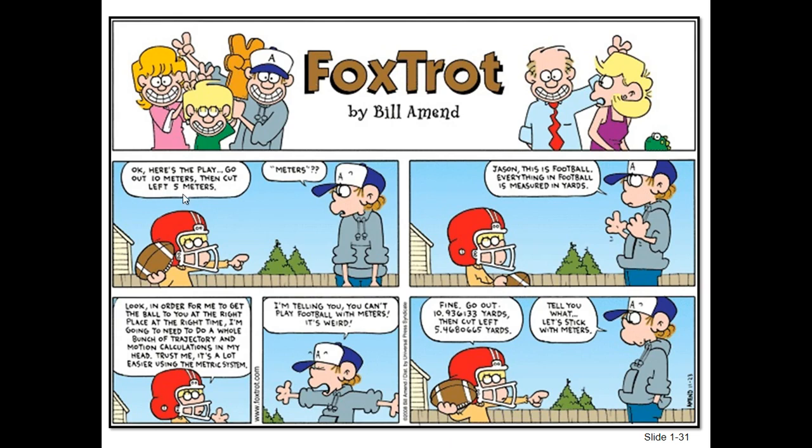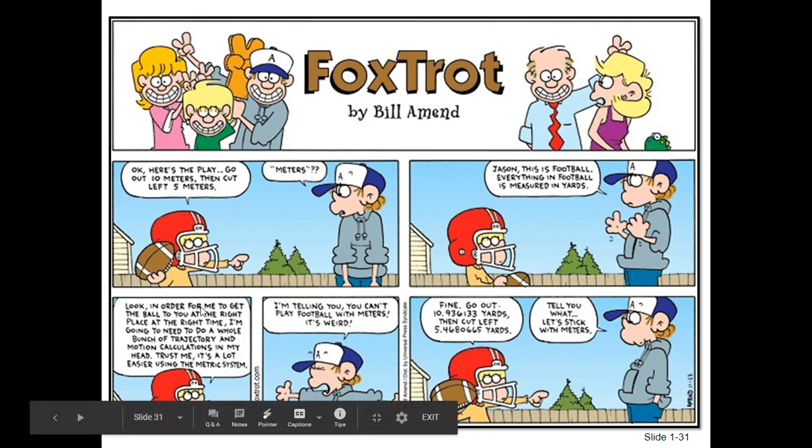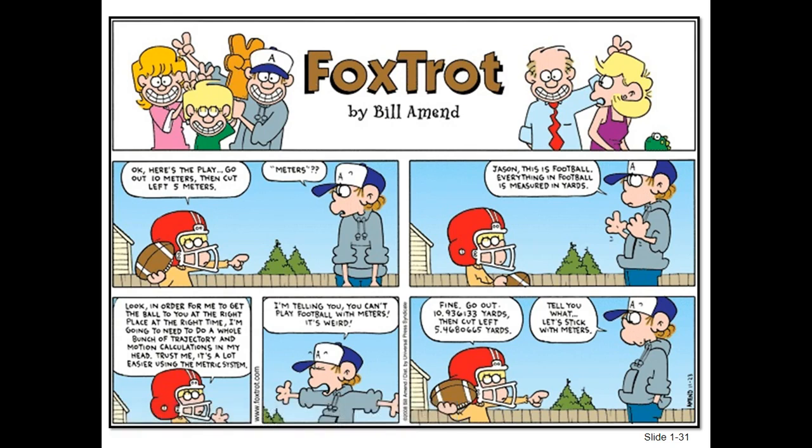Go out 10 meters, then cut left 5 meters. And then he's looking at meters. Jason, this is football. Everything in football is measured in yards. Look, in order for me to get the ball to you at the right place at the right time, I'm going to need to do a whole bunch of trajectory and motion calculations in my head. Trust me, it's a lot easier using the metric system. I'm telling you, you can't play football with meters. It's weird. Fine, go out 10.936133 yards, then cut left 5.4680665 yards. Tell you what, let's stick with meters.